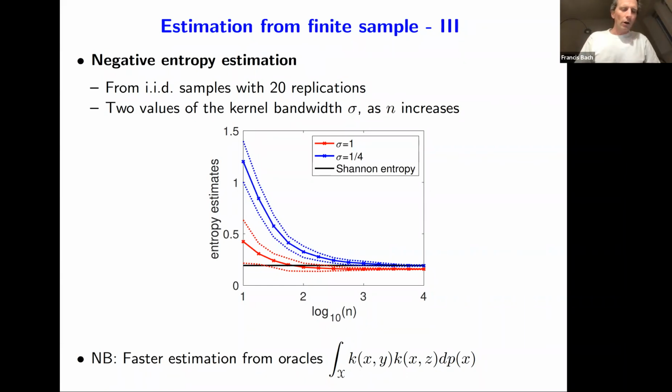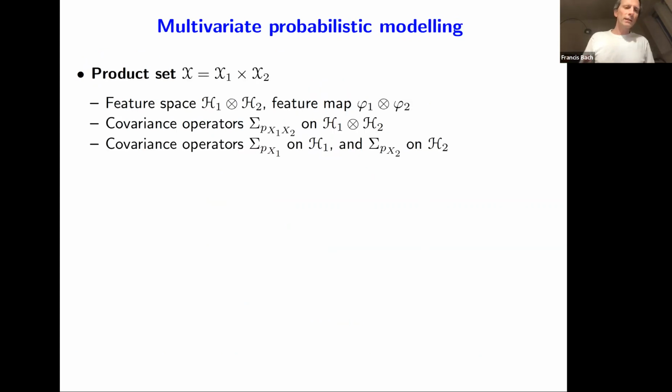Now let's look at other properties that are typically related to entropies and see if we can play the same game with our new notion of entropy. The first game: entropies are used a lot to characterize dependencies between distributions. So if I have two random variables living in two spaces, x1 and x2, I can try to characterize the dependence between x1 and x2. And so I'm going to consider the product set.